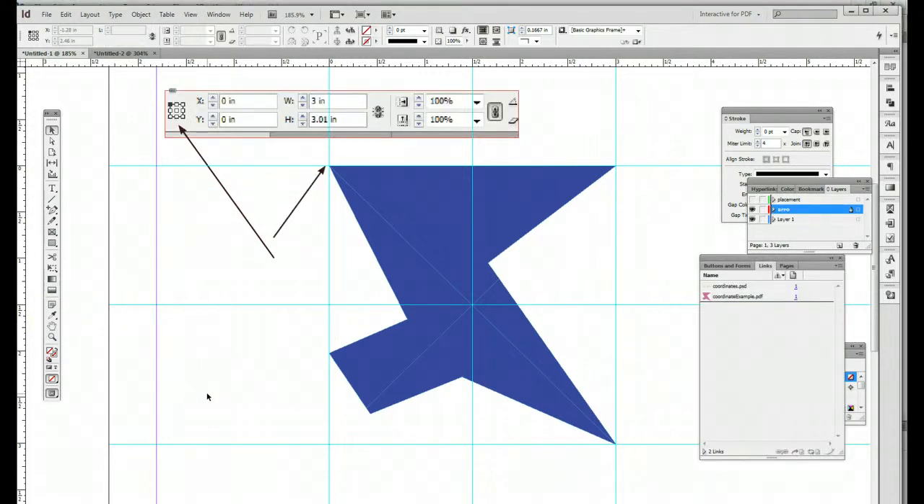In this case, we have shifted the point of origin to the upper left-hand corner so that the x and y coordinates now both read 0, 0.